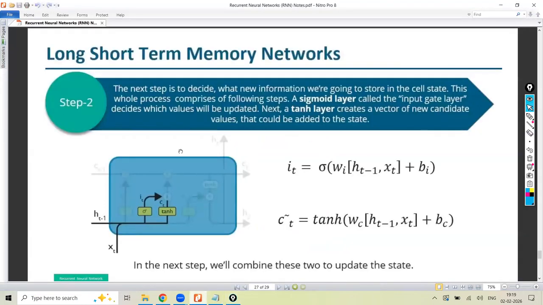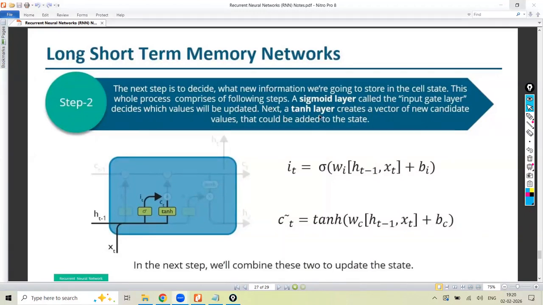Now, what about the new value? We will see that new value. Read this sentence: the sigmoid layer called the input gate layer decides which value should be updated. Which value means short term value or long term value. Either short term value or long term value, which value has to be updated? Got it? Clear? Understood the logic, everyone?